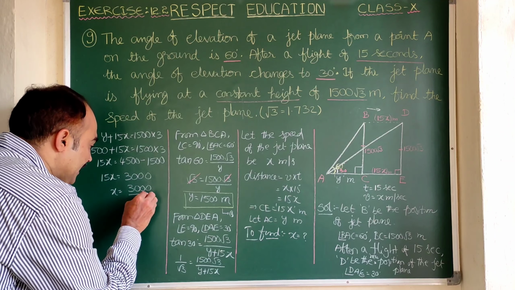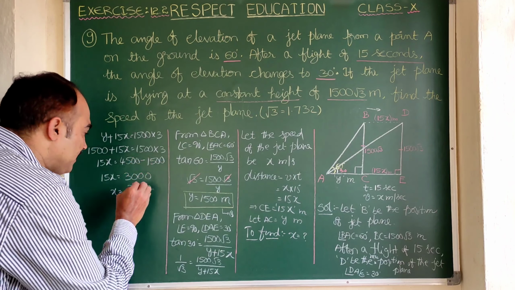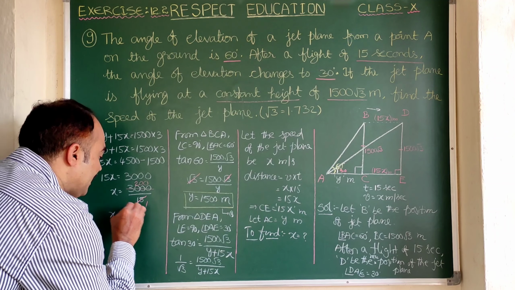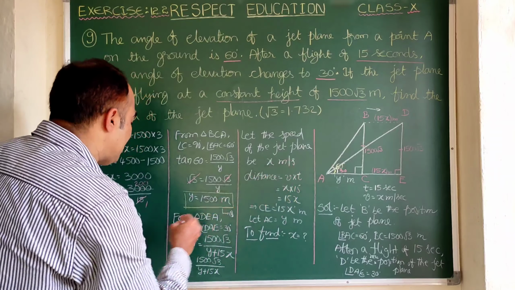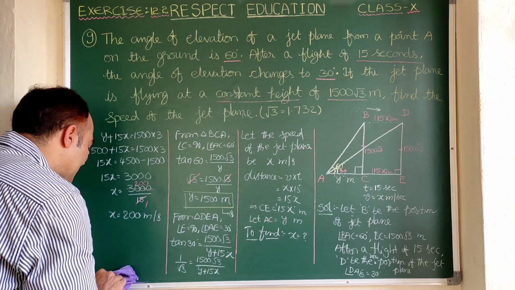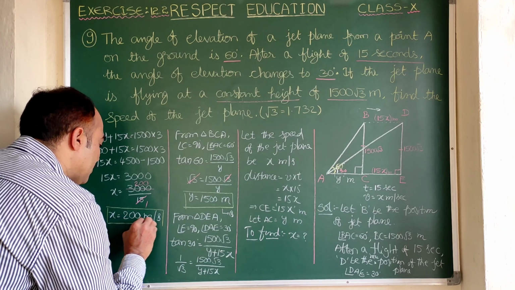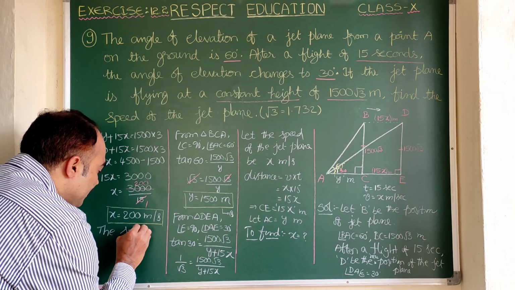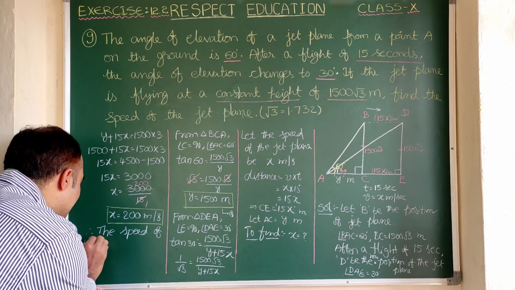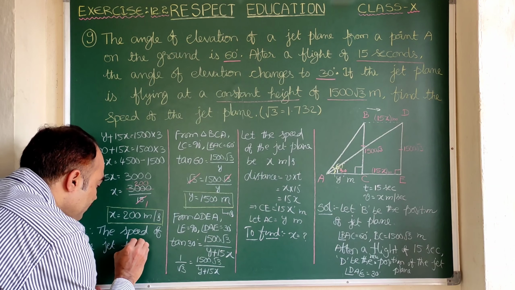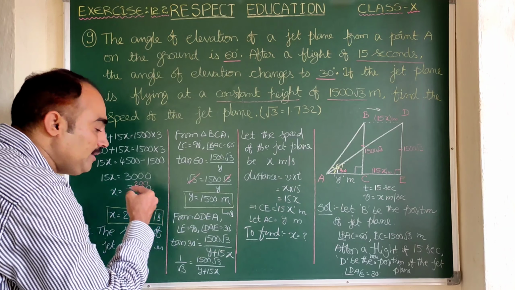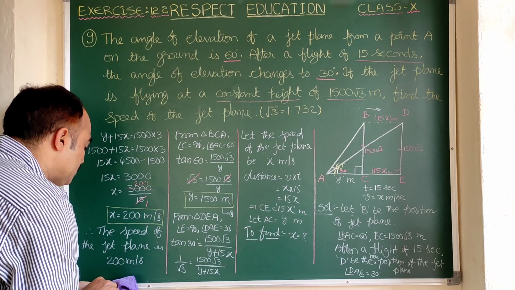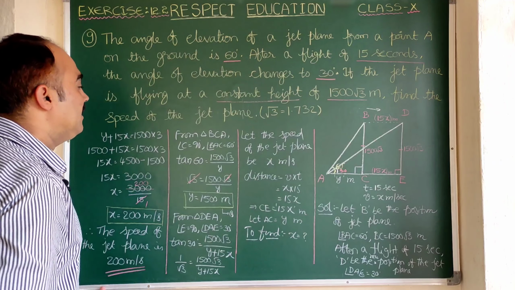On cancellation, 15 ones are 15, 15 twos are 30, 15 zeros are 0. Therefore we get x is equal to 200. Since it is speed, it is 200 meters per second. Now let us write the conclusion: therefore the speed of the jet plane is x meters per second, nothing but 200 meters per second. So with this, problem 9 gets completed.